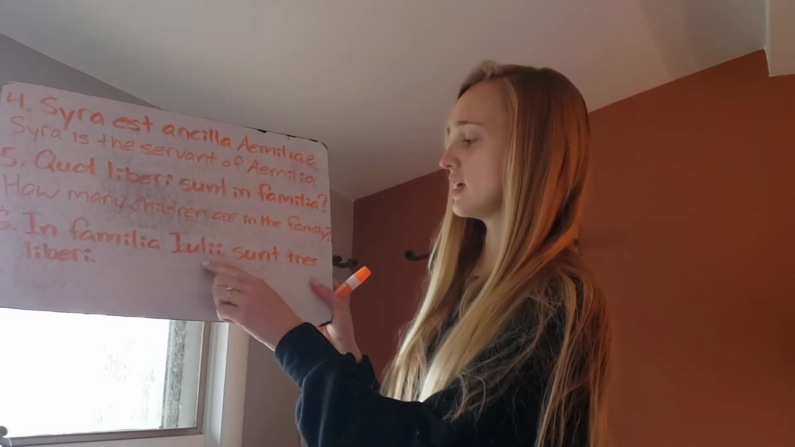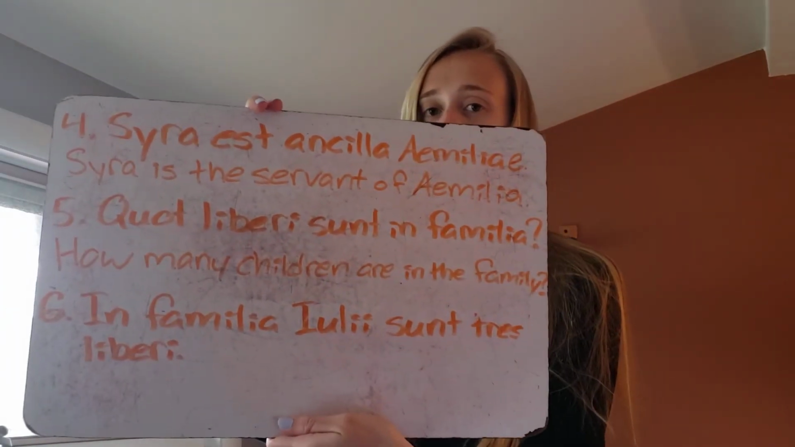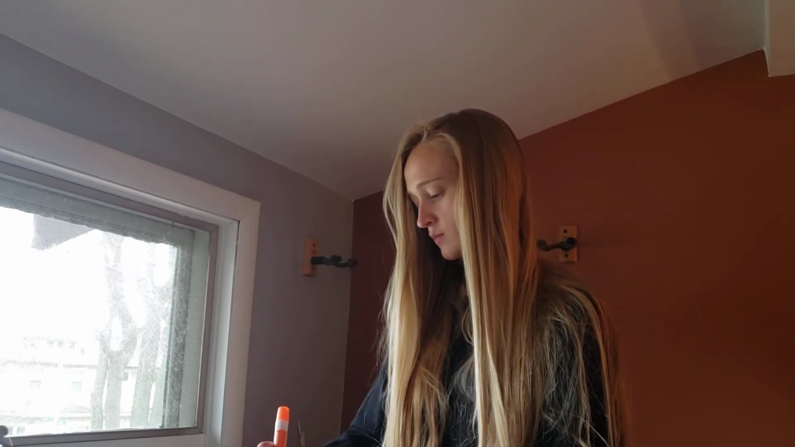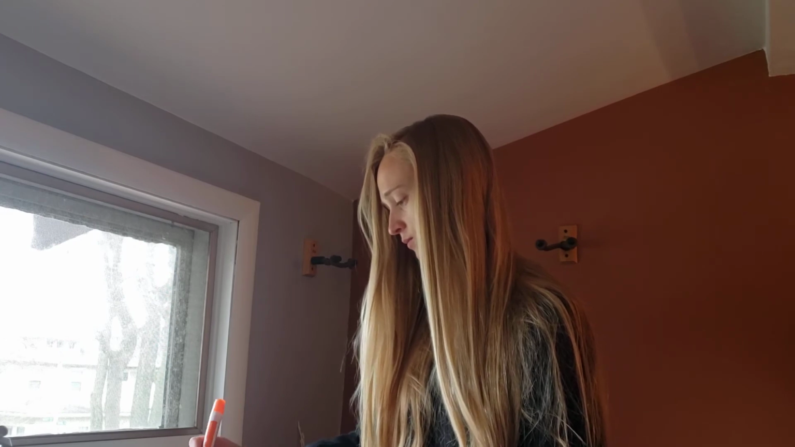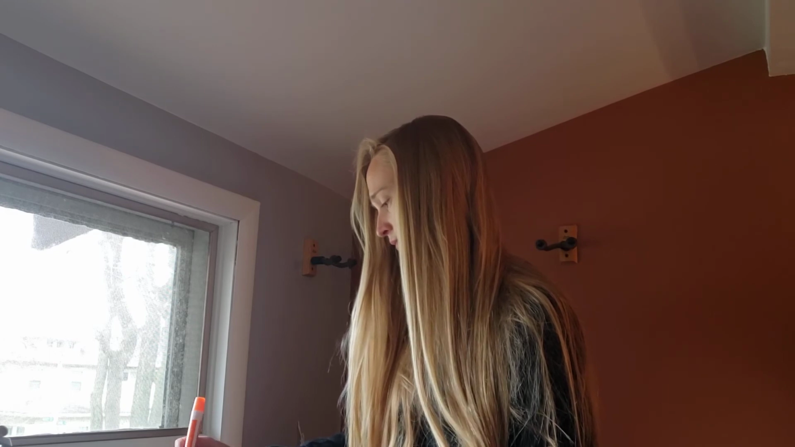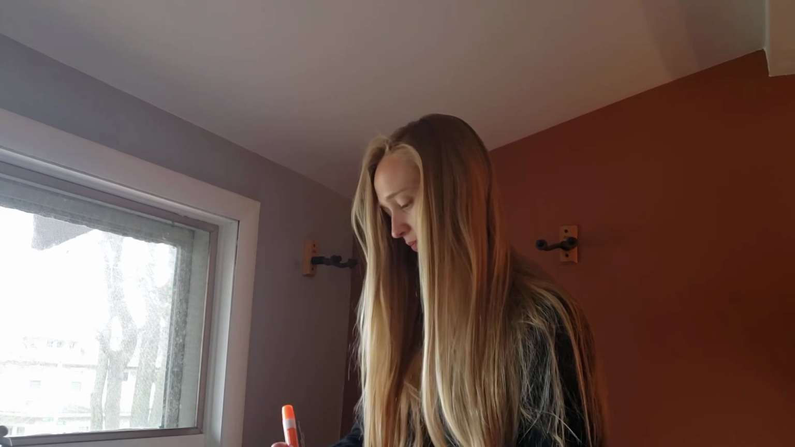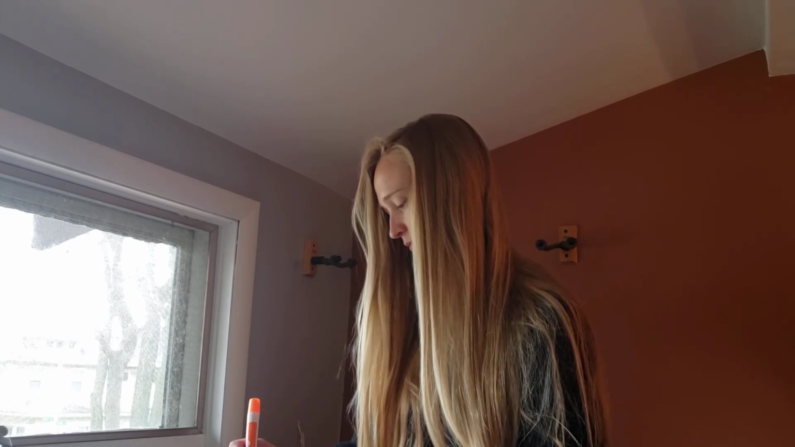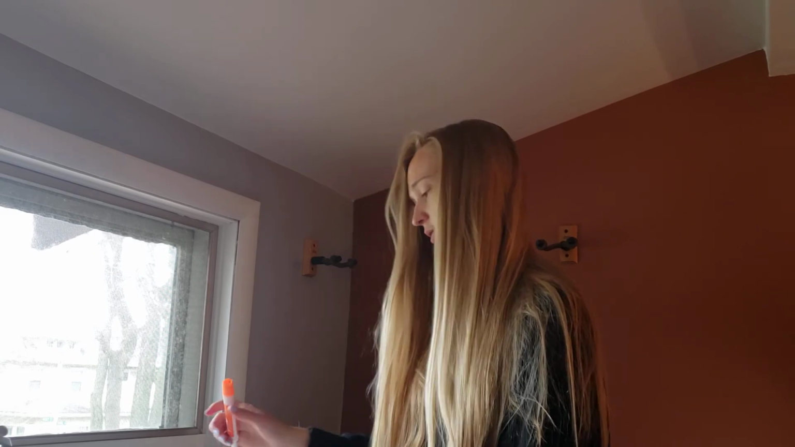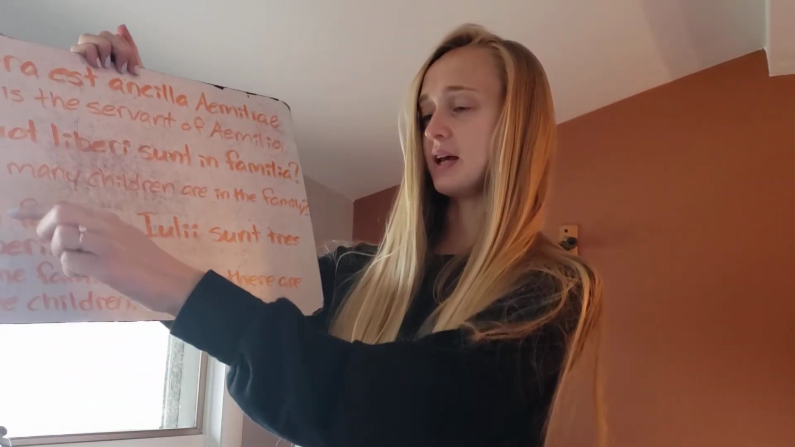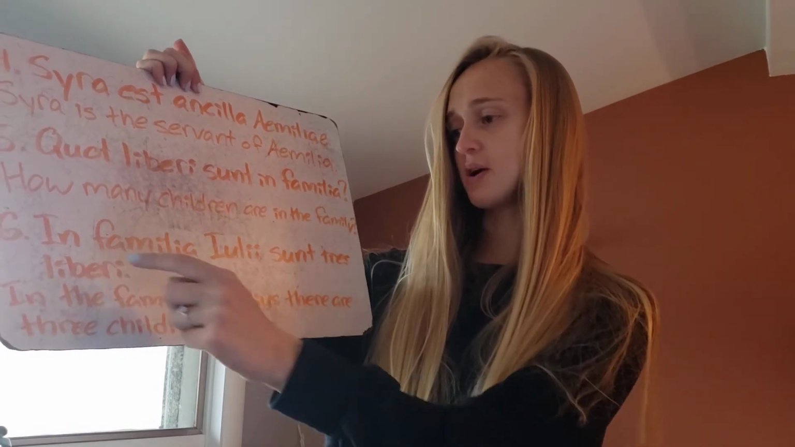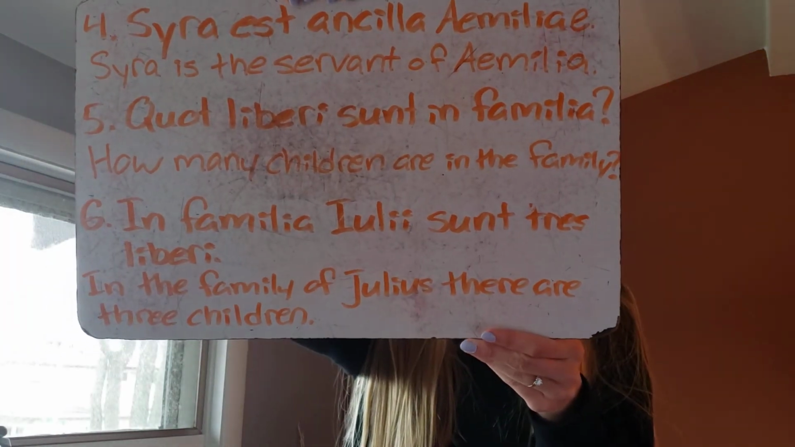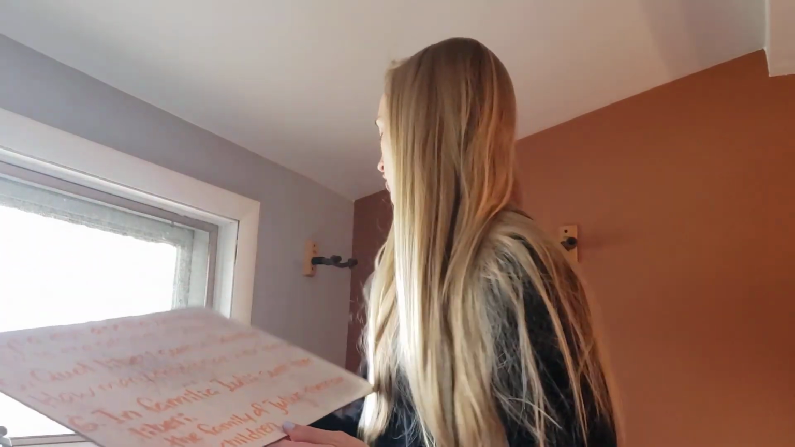Let's see if that's our answer. Number 6, we have in familia Julii sunt 3 liberi. In familia Julii sunt 3 liberi. Go ahead, try translating that one on your own. You should know all of those words. Okay, we have in the family, in familia, of Julius, Julii. Remember, this is our genitive ending. Sunt, there are 3 liberi, 3 children. That's what we guessed. In the family of Julius, there are 3 children. Great job. Go ahead, write that down.